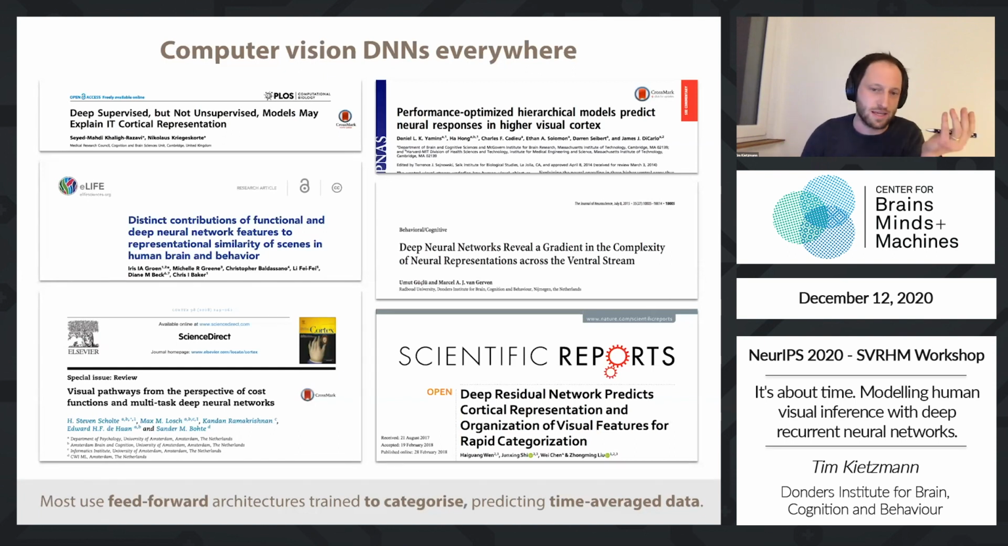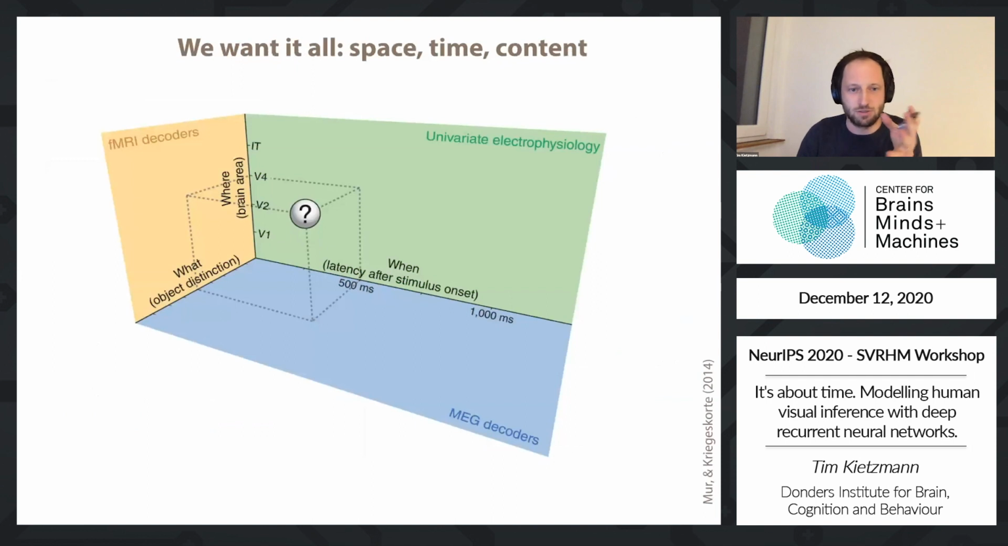So if you want to understand the brain, ideally you would like these three things, which I took from Marieke's and Nikolaus's paper from 2014. We'd like to know what, when, and where, which means we'd like to know, for the ventral stream, or basically everywhere in the brain, what is the distinction that is currently being made, what is the representation like, how does it change across time, and how does it change across space.